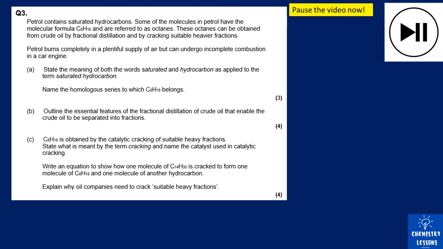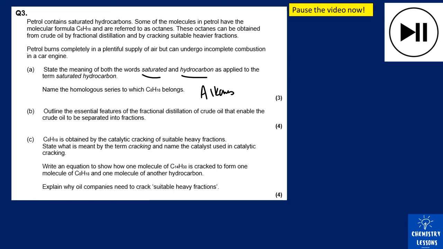Okay, 3 marks then. So we're asked the meaning of the words saturated and hydrocarbon as applied to the term saturated hydrocarbon. So saturated means it only contains single bonds, 1 mark. Hydrocarbon consists of only hydrogen and carbon atoms. Okay, we must say only hydrogen and carbon. If we say that it contains hydrogen and carbon, that doesn't mean hydrocarbon. And finally, for the 3rd mark, the homologous series that C8H18 belongs to is alkanes.